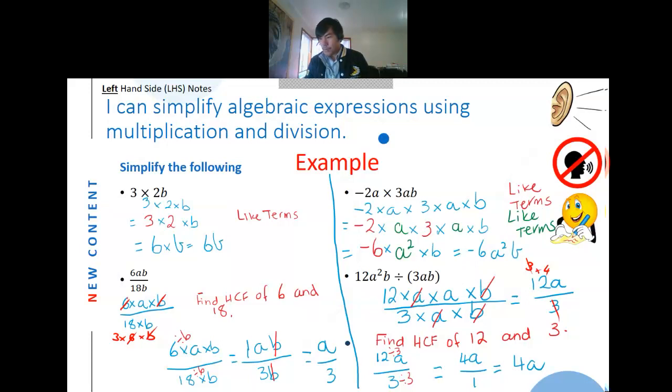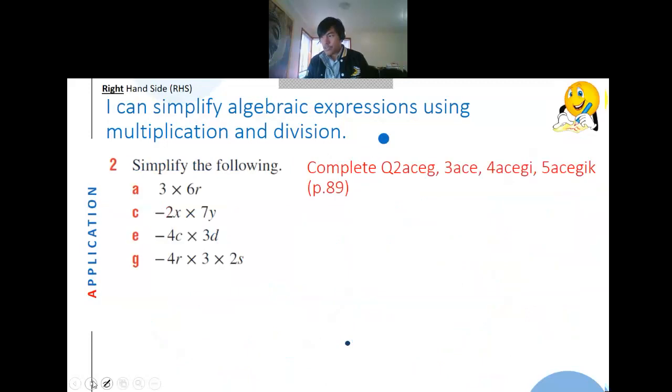Now, if you are all good with the explanation, okay, you can go ahead and complete these questions for me. So we've got 4 questions. Question 2, we have to do A, C, E, and G. Question 3 is A, C, E. Question 4, A, C, E, G, I. And question 5, A, C, E, G, I, K. Okay. So give these a go.